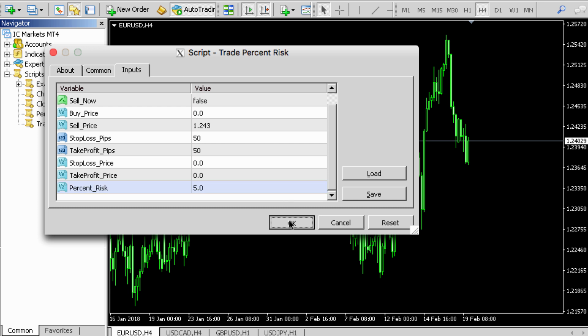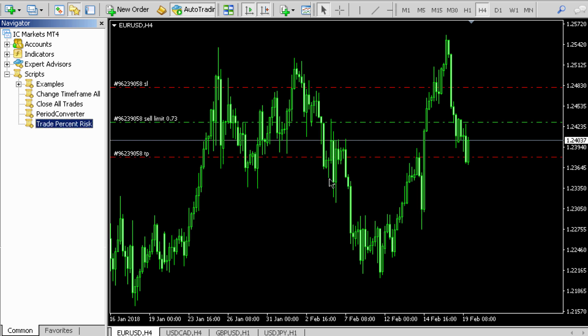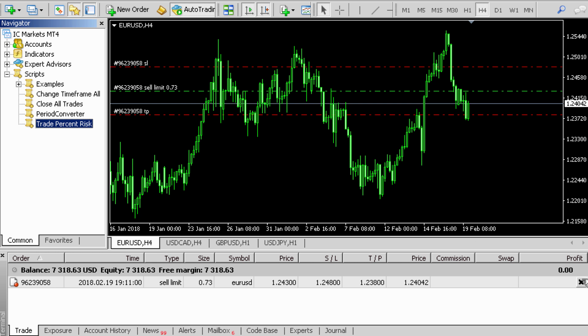Let's click OK, and the script will automatically place the appropriate pending order type as well as the appropriate number of trades in terms of lot size to use for this trade. Now let's delete this pending order and set another one.